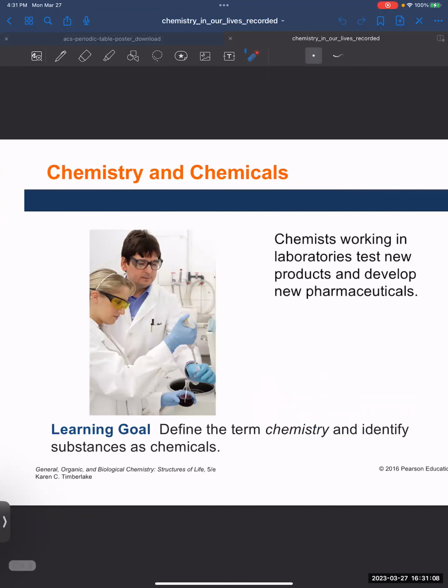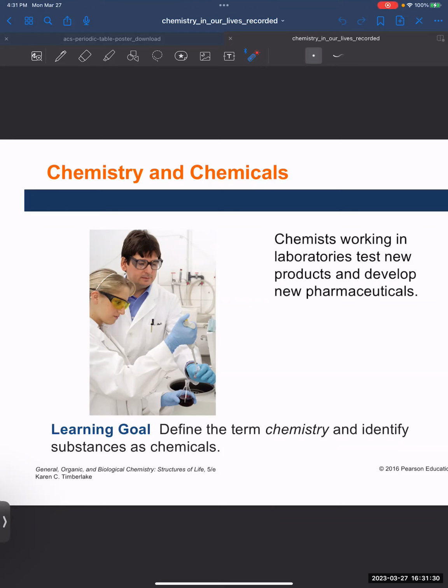Another example of where chemistry is in our everyday lives is the development of pharmaceutical drugs that are used to maybe help treat or prevent disease. And so every day, medicinal chemists are working in the laboratories to test new products and develop pharmaceuticals.